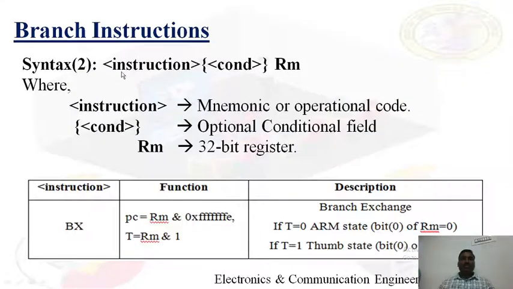So let us consider this syntax. In this syntax you see the same instruction field, then the conditional field again, but in place of a label you have the Rm register. Rm is a 32-bit register, so any of the 32-bit registers. Then again the instruction refers to the actual mnemonic, the shortcut forms of English. In place of instruction you can use branch instruction mnemonics. Then again the conditional field is appended in order to execute this branch instruction conditionally.